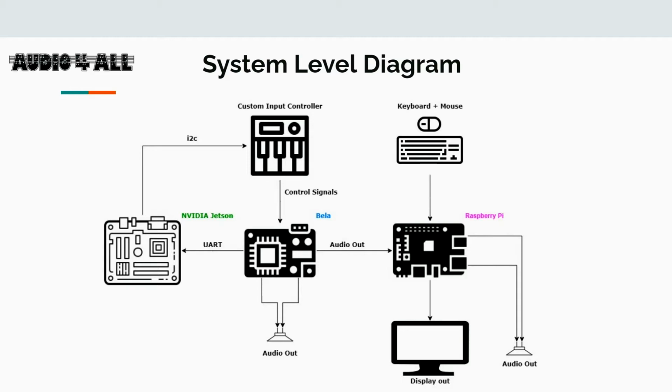The Bela also outputs audio directly to Raspberry Pi, running a digital audio workstation for song creation. Offloading audio production to another device allows for audio rendering while preserving the real-time capabilities of the Bela.